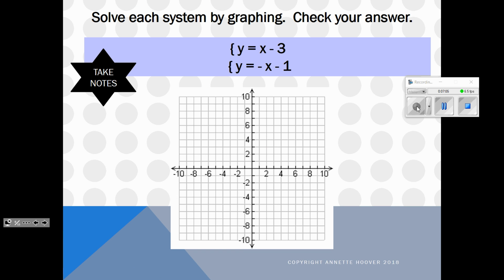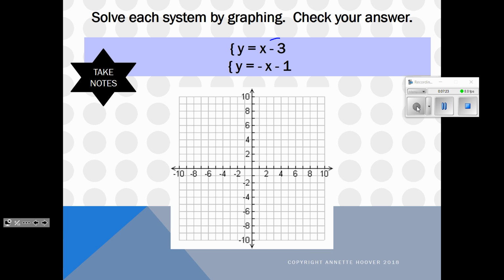Now let's see how we would solve it by graphing. In other words, we're going to graph these two lines. We're going to see where they cross, and that is the solution, and then we're going to check to see if that solution is correct. These two equations are already in slope-intercept form.